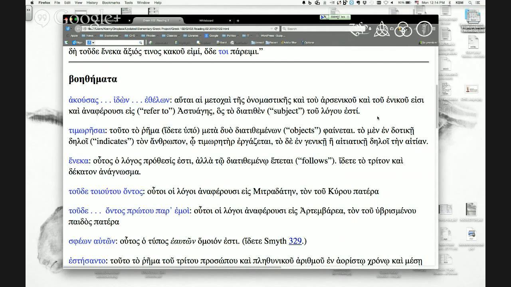Toda, on the other hand, the other, okay, so we're talking about two. So tomen refers to one, and toda refers to the other one. In the genitive or accusative case, it indicates the cause, ten aitian.